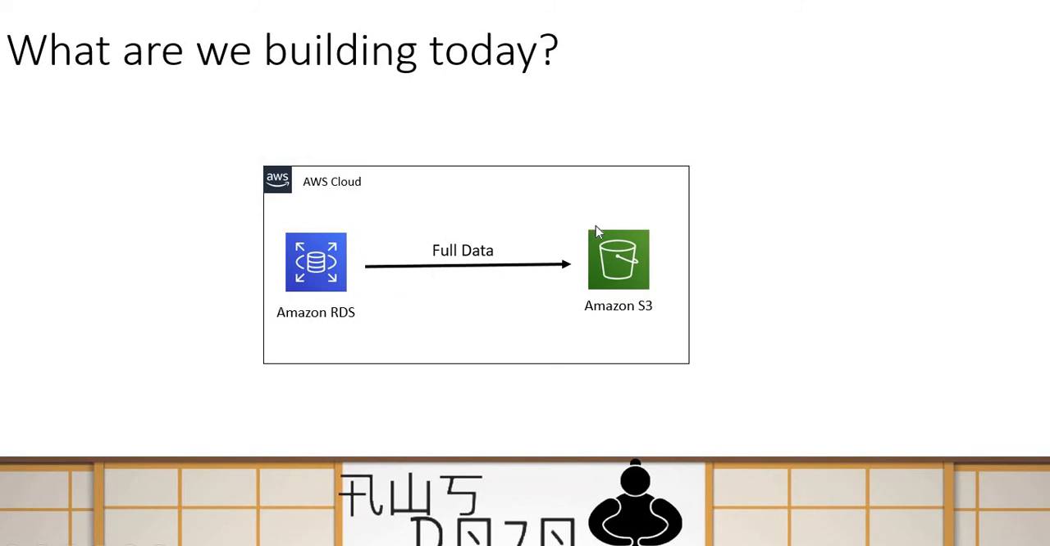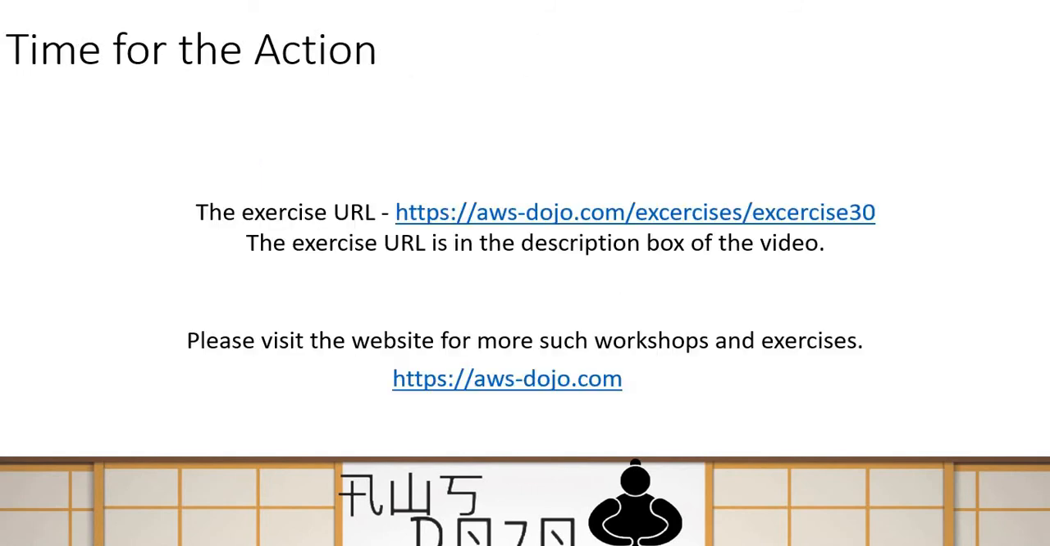In order to implement this scenario, we have created a work exercise, and this exercise has been published to our website, aws-dojo.com. I'm going to talk you through the steps involved in the exercise, and after that you can run this exercise on your own to implement the scenario I just described. The exercise provides you step-by-step instructions to implement the scenario end-to-end. So let's jump on to the exercise.